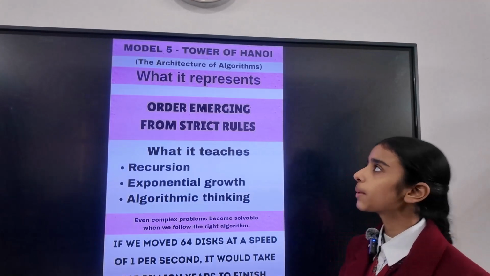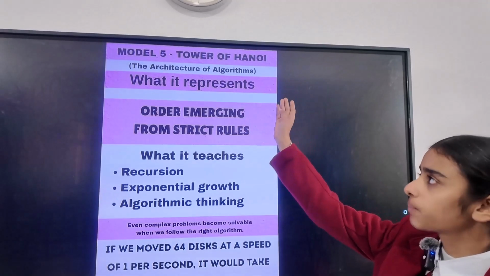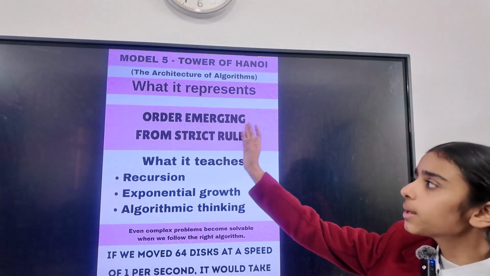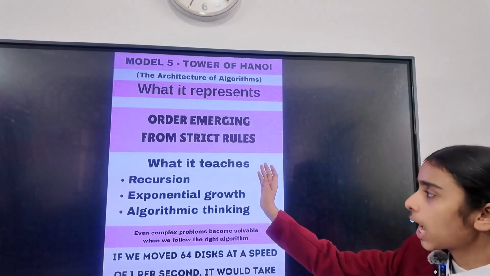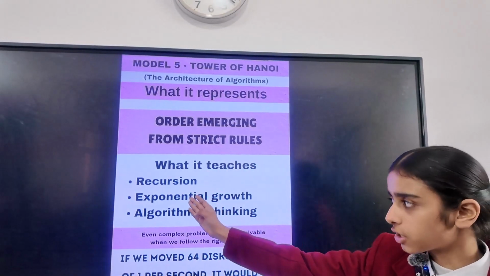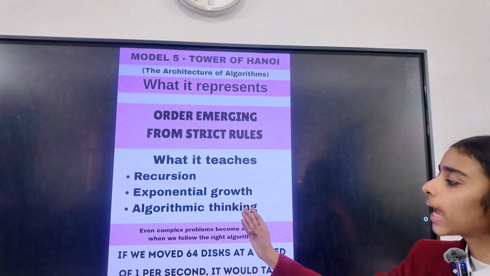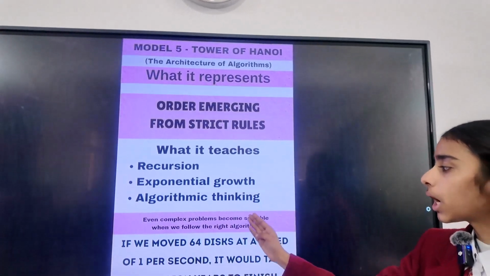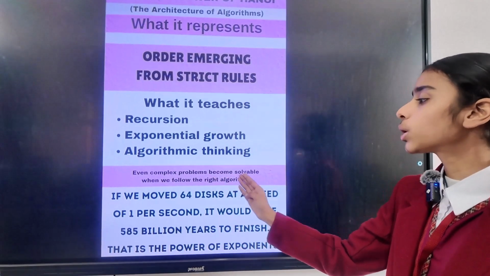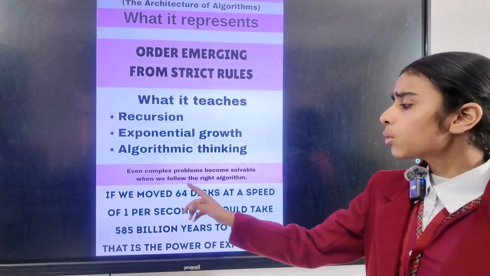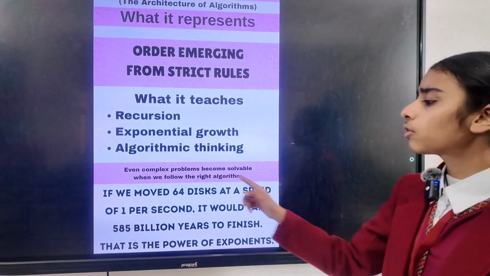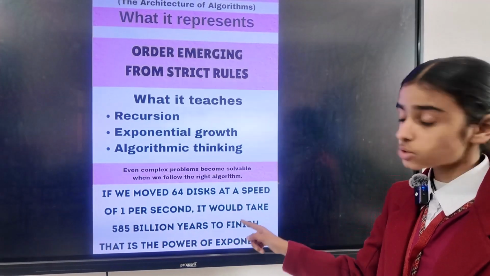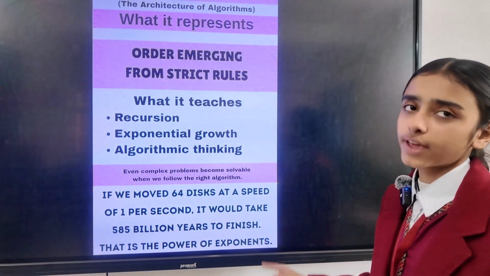The fifth model of my project is Tower of Hanoi, the architecture of algorithms. What does it represent? Order emerging from strict rules, and it teaches us the concepts of recursion, exponential growth, and algorithmic thinking. It shows that even complex problems become solvable when we follow the right algorithm. If we moved 64 disks at a speed of 1 per second, it would take 585 billion years to finish. That is the power of exponent.